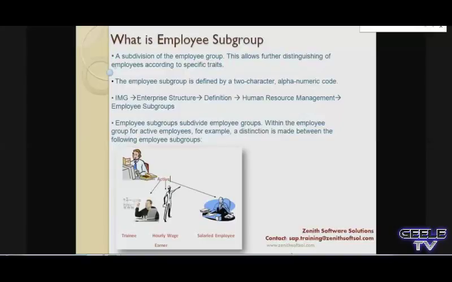So I am employee group active, but employee subgroup could be salaried employee. So I am salaried employee. Another employee, he could be hourly wage earner. So he is also active, but he is hourly wage earner. So hourly wage earner will become the employee subgroup, means subdivision of the employee group. So employee subgroup subdivides employee groups. So within the employee group for active employees, for example, a distinction is made between the following employee subgroups, which are shown up in the diagram.